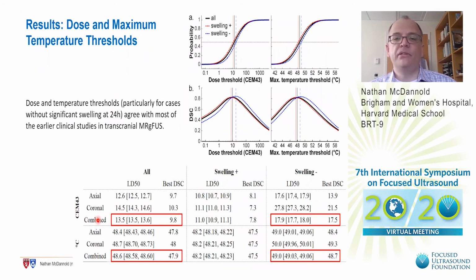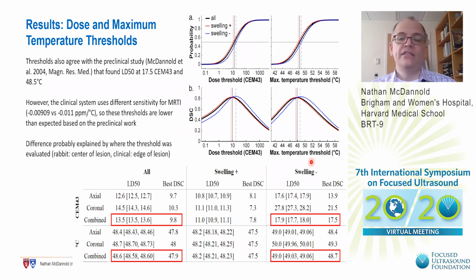I then calculated the probability for damage for each voxel in these 120 cases, and the resulting threshold, especially for cases where we didn't have swelling, agreed well with the other studies that I referenced at the beginning. 50% probability occurred at 17.5 minutes and about 49 degrees in the maximum temperature. This appears to match remarkably well our previous study in rabbits that found a threshold at 17.5 minutes and 48.5 degrees. However, we should note that they had different temperature sensitivities for the thermometry that the device uses versus what I used in the rabbit study.